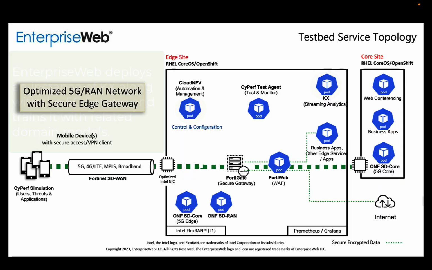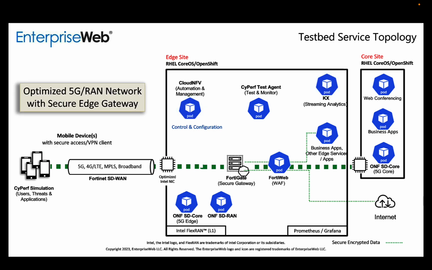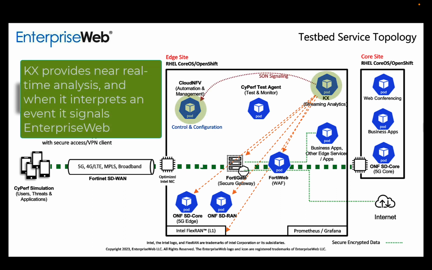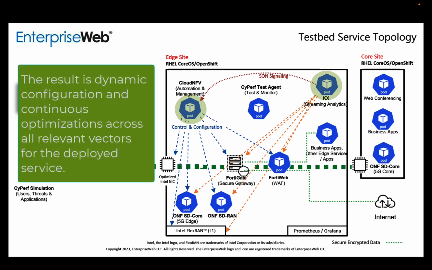To realize the SON, Enterprise Web deploys KX and programs it with models representing all the elements in the use case. Then it configures it to observe all the state and telemetry from those elements so that it can process the signals and eventually send back to Enterprise Web signals so that it can adjust things in the environment to impose a closed loop. In this case, it will go and configure all of the different elements to deliver an optimized solution.